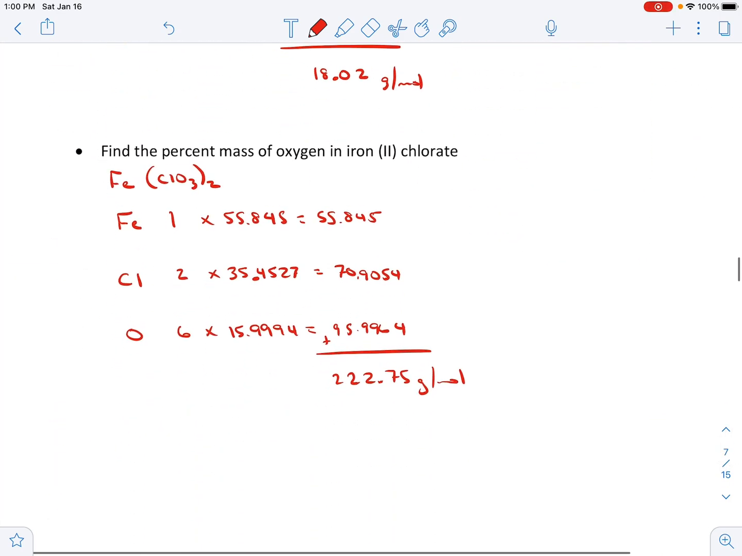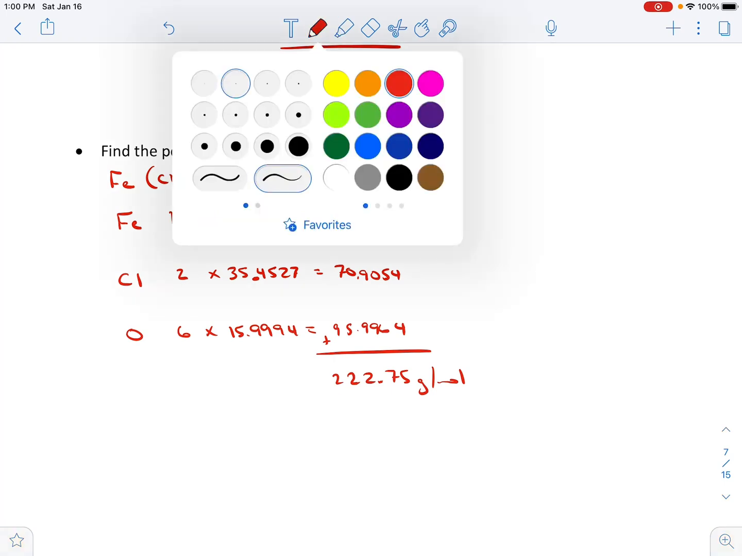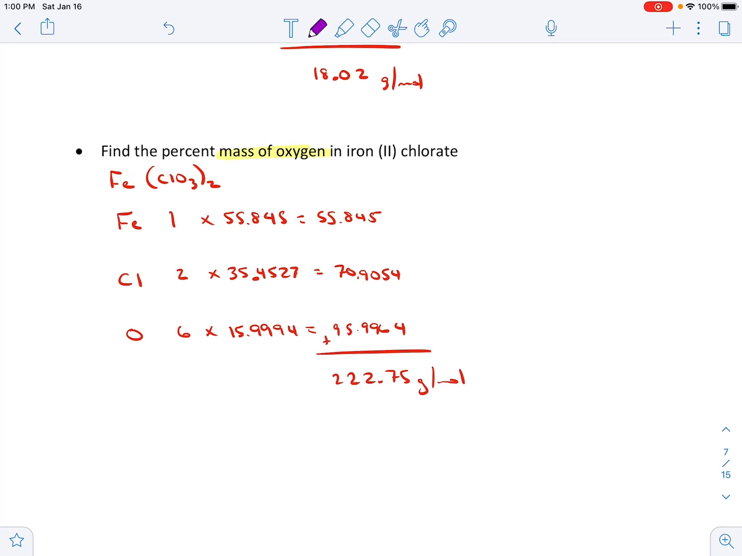Okay, so now it says find the mass percent of oxygen. So we don't have to do iron and chlorine. We can just do oxygen. So we're just going to take and divide 95.9964 by 222.75. And then we're going to multiply by 100. So 95.9964 divided by 222.75, and then times that by 100. And we should get 43.10%. So 43.1% of this compound is oxygen. So almost half of it is oxygen.